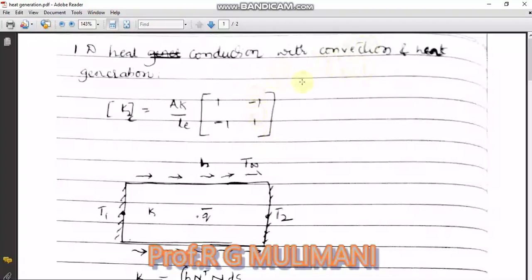Now let us derive the contribution to the stiffness matrix by the heat generation. This is a body or element where at the two ends there are specified temperatures T1 and T2, and there is heat generation at the rate Q dash. As the end temperatures are specified and constant, the heat transfer will be from the lateral sides, where the property is H, the convection heat transfer coefficient, and the environmental temperature is T infinity.